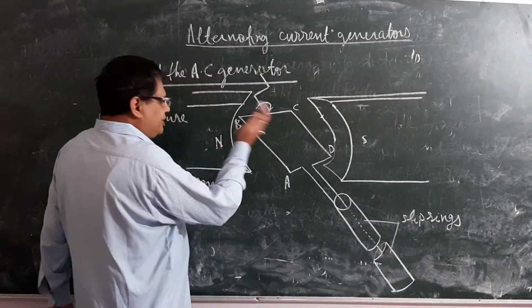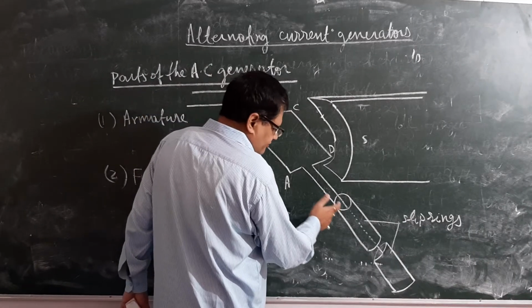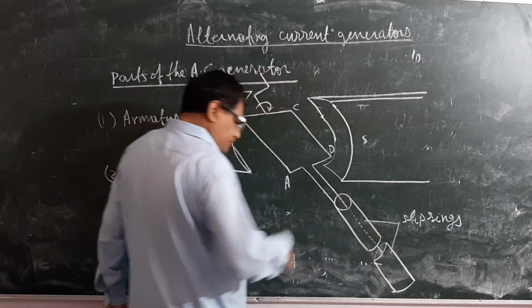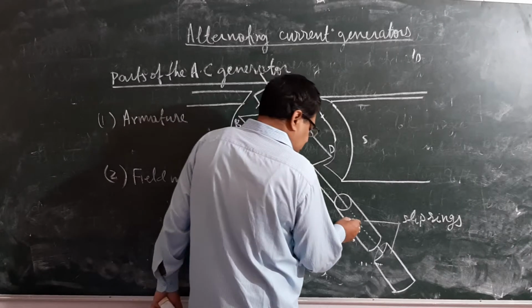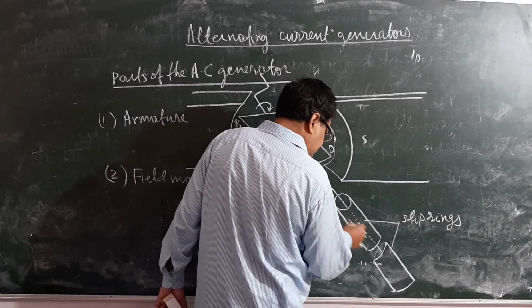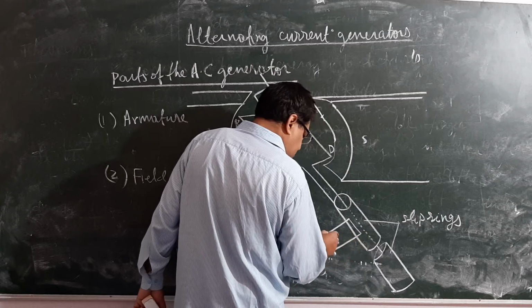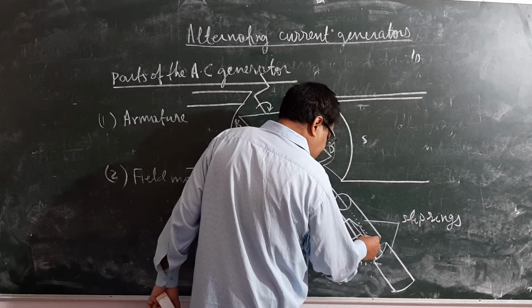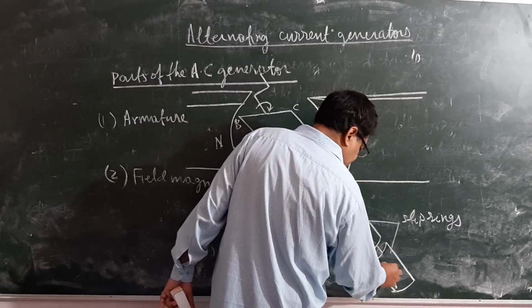Now when current will be induced in this coil, then this current will come on these slip rings, and this has to be drawn out. So this can be drawn out from these two brushes. This part is called brush. So metallic brush. This just touches the slip rings. So there will be two brushes like this.